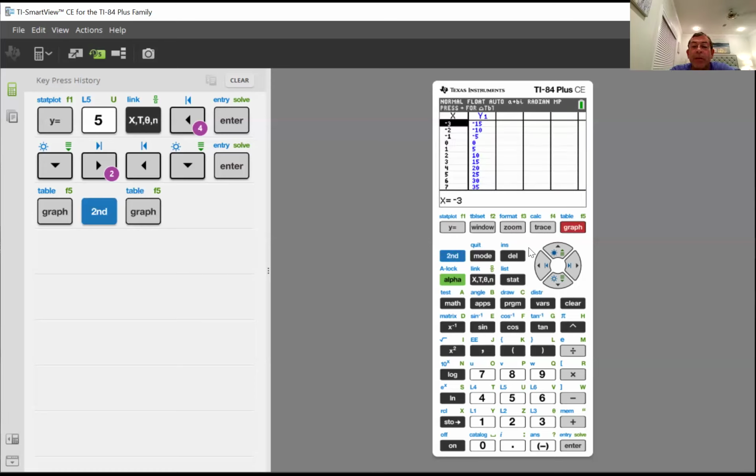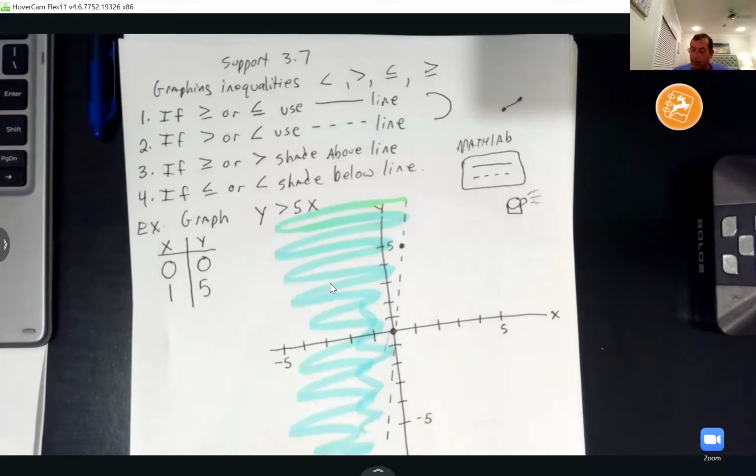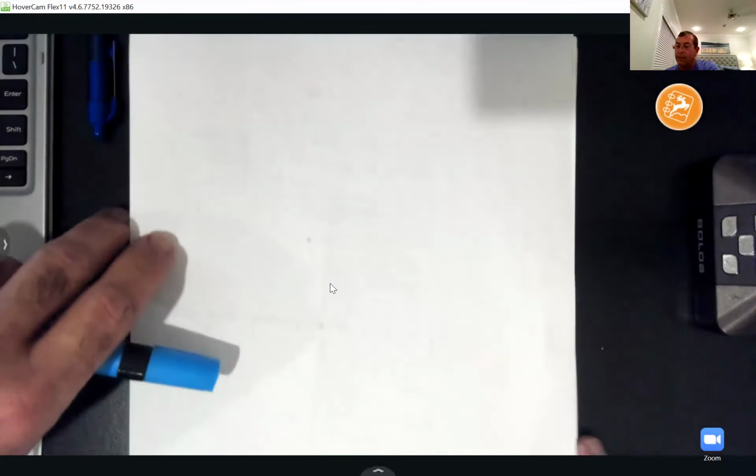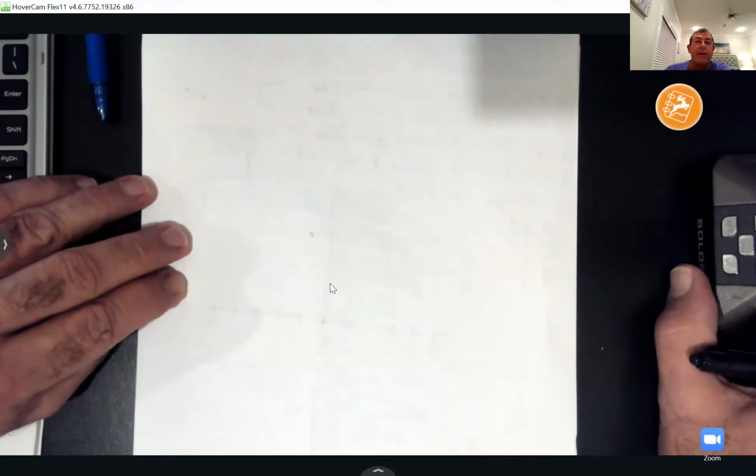There's my 0, 0 I used. There's my 1, 5. Okay. All right, y'all. So back to hand. So let me do one more support one, and then we'll look at the 3-7 for college algebra.